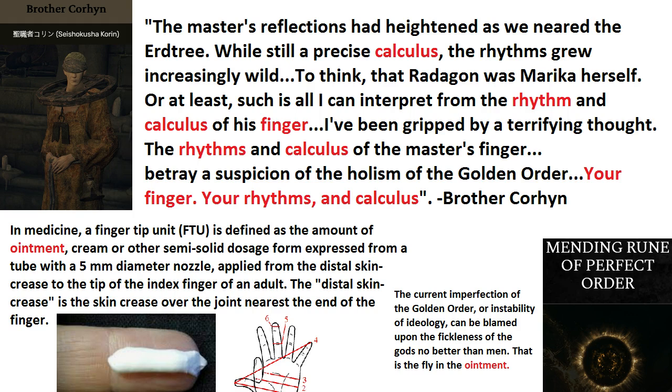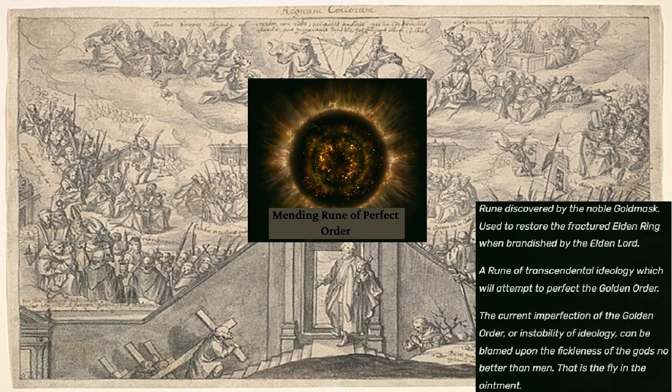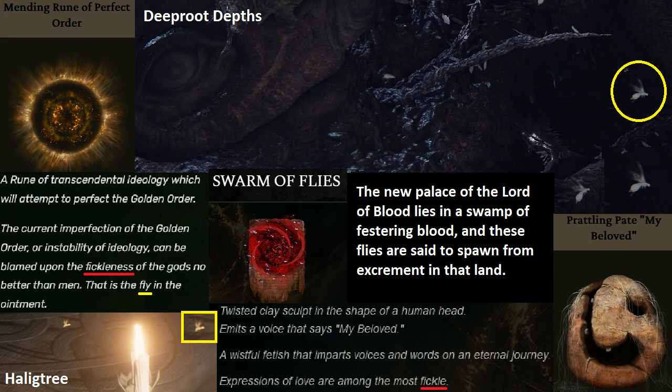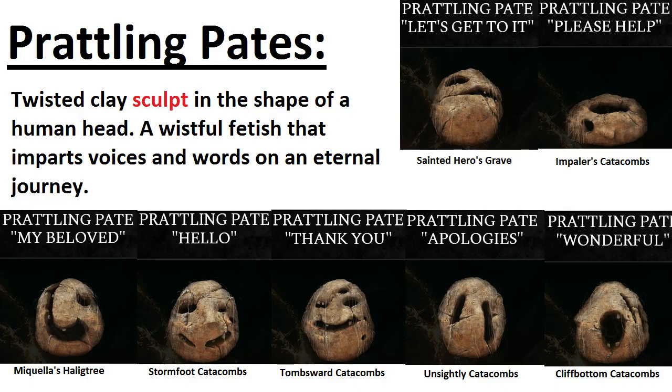The Mending Rune of Perfect Order states that the current imperfection of the Golden Order, or instability of their ideology, can be blamed upon the fickleness of the gods that are no better than men. That is the fly in the ointment. The term fickle is also found in the item description for the My Beloved prattling pate, that states expressions of love are among the most fickle.